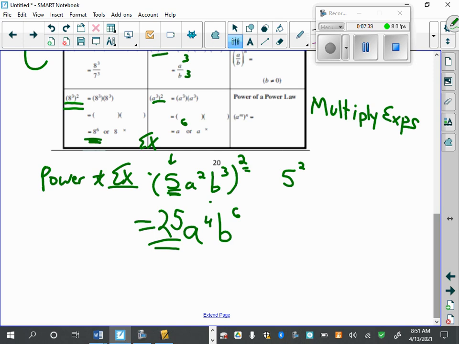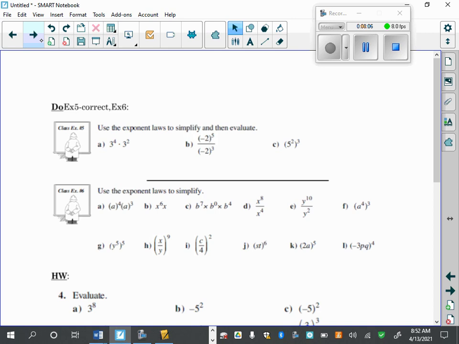So if the 5 is in brackets, that means the 5 is being squared. 5 squared is 25, not 10. Okay, now it's your turn to do 3 questions and try to apply the proper exponent rules. Let's just do example 5.